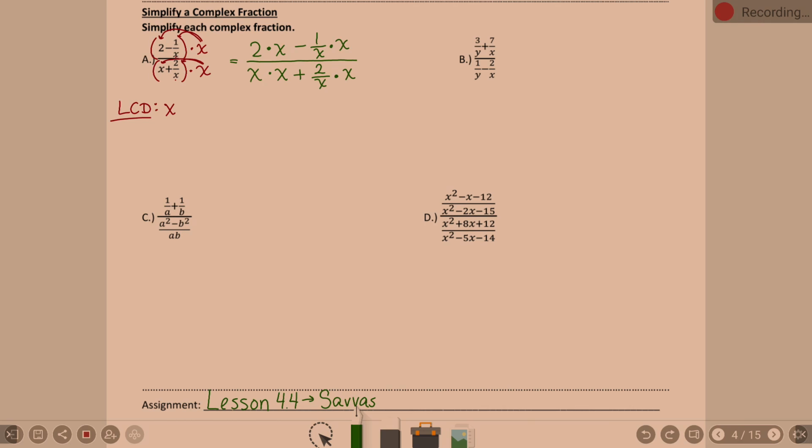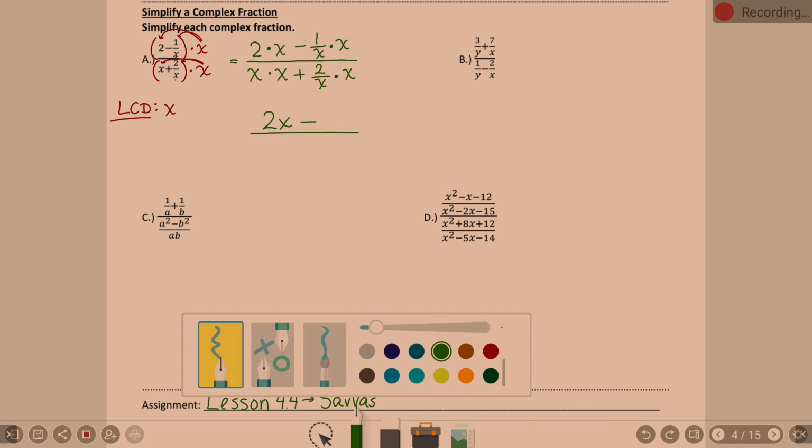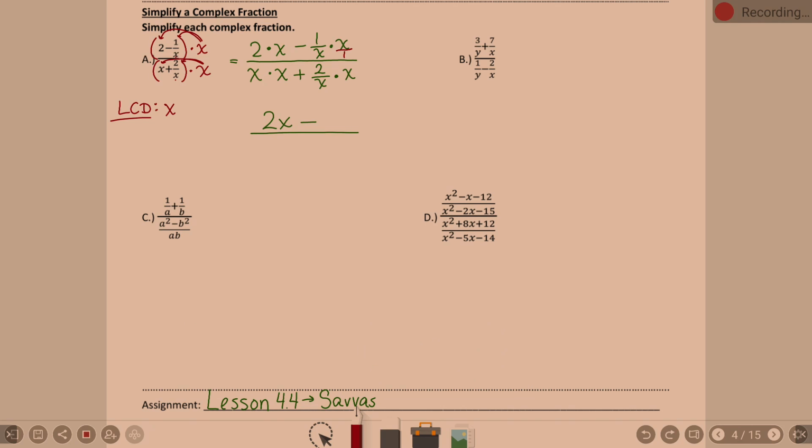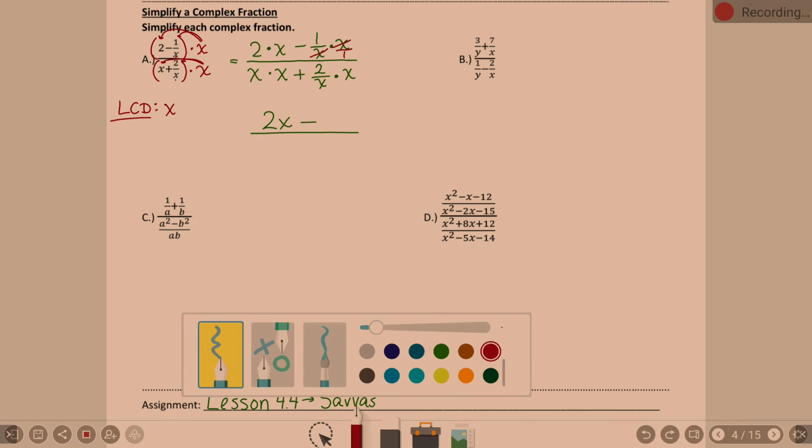Now, let's look at cleanup. On top, what is 2 times X? 2x. Minus 1 over X times X. And here's my suggestion. Think about this X as a fraction. That means this is X over 1, yes? If you have X in the denominator, X in the numerator, they can cancel. And so you do just have a minus 1.